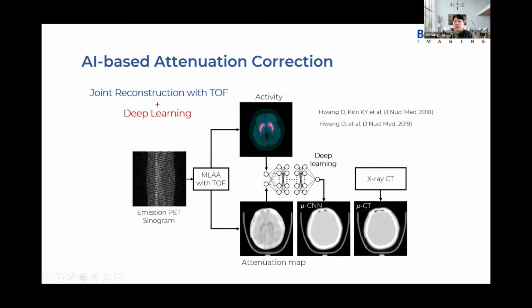In these two JNM papers, we have shown that the accuracy of this AI-based attenuation correction is quite good, I mean very high. It yielded less than 5% error or something like that in terms of SUV quantification. So we are now evaluating this method for the attenuation correction of our brain dedicated PET scanner.